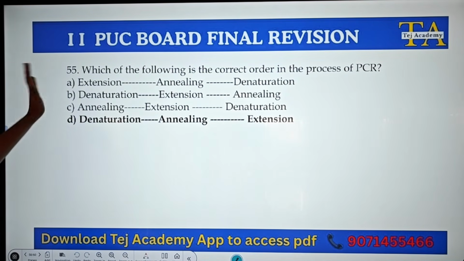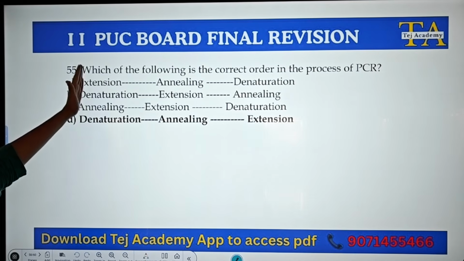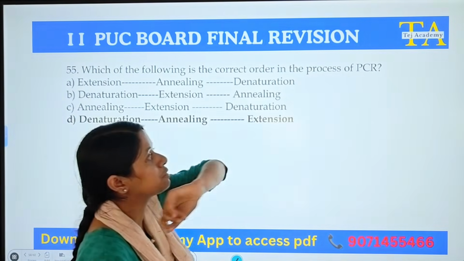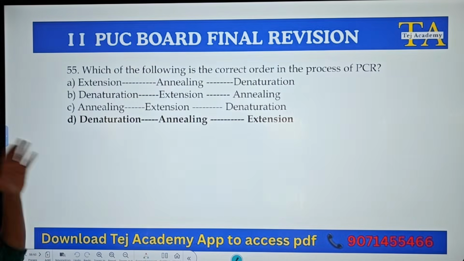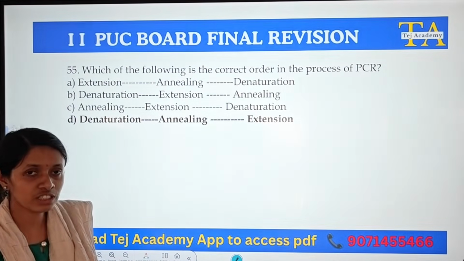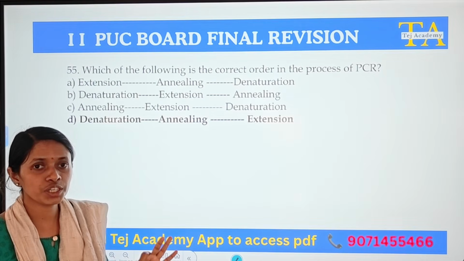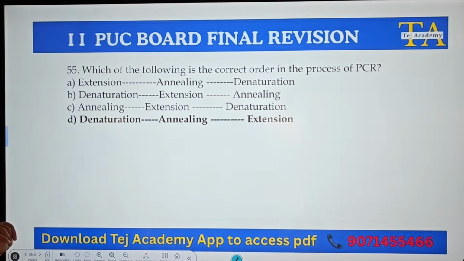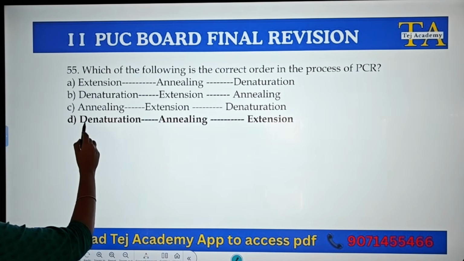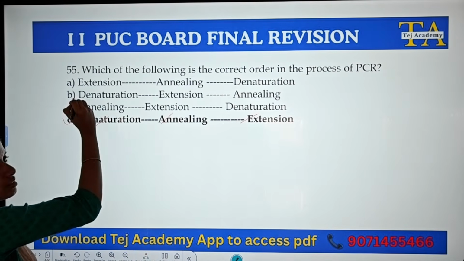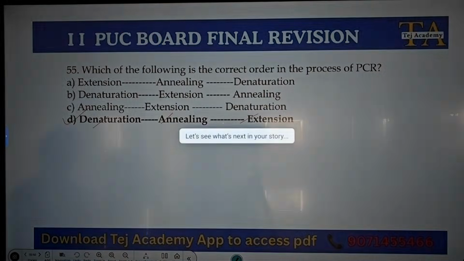Next, this question talks about which of the following is the correct order in the process of PCR. And before seeing these options, you have to know that PCR involves 3 steps: denaturation, annealing and extension. So now check for the correct option. You can see that first step is denaturation, and annealing and extension is only seen in D. So this is the answer.